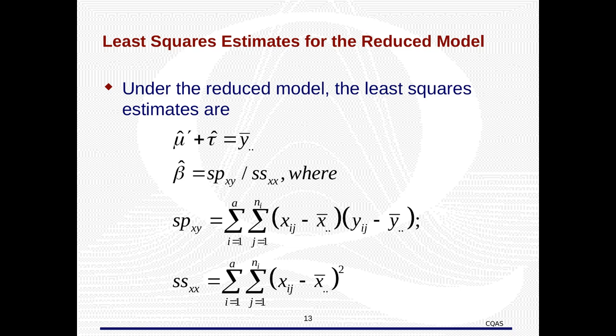Once we obtain these least squares estimates, we can compute the fitted values and residuals under the reduced model. These residuals then allow us to calculate the error sum of squares, which becomes our basis for estimating the error variance sigma squared.